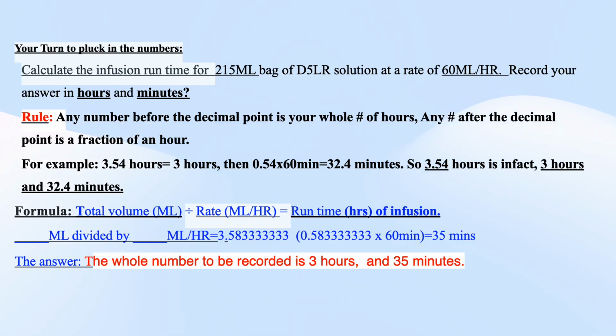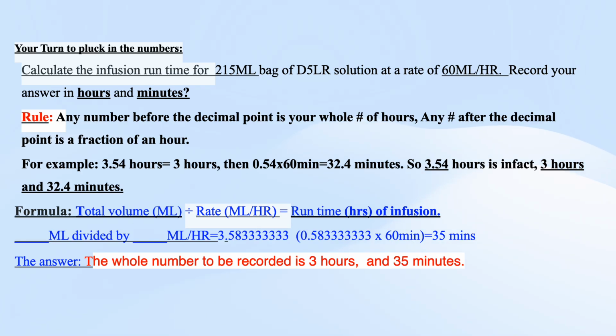Okay, now there is a special rule that you need to learn about, because there are times you run into answers with decimal numbers, and this is one of them. Now let's look at the problem. It says calculate the infusion runtime for a 215 ml bag of D5LR solution at a rate of 60 ml per hour. Record your answer in hours and minutes.